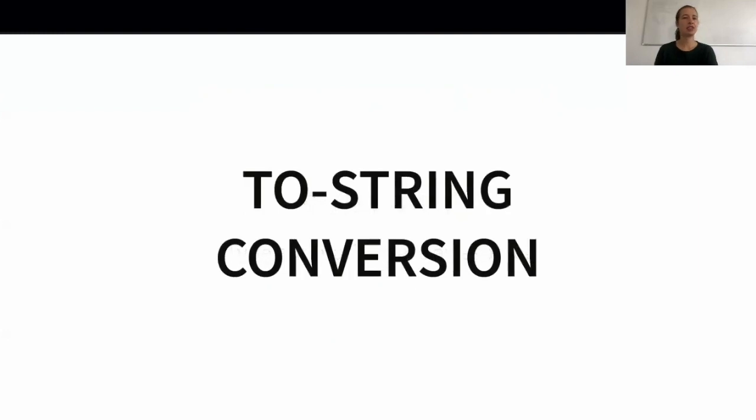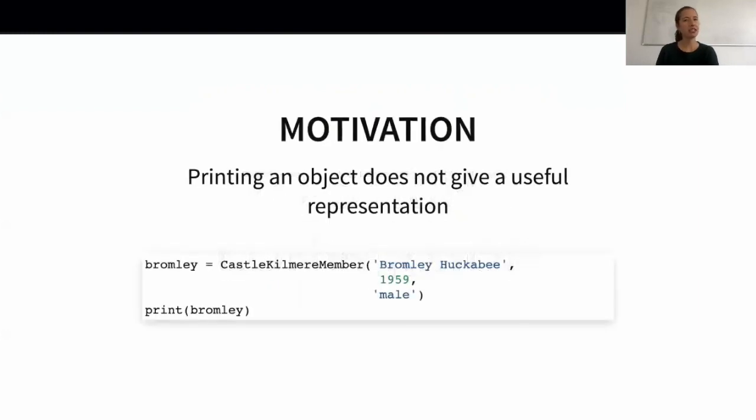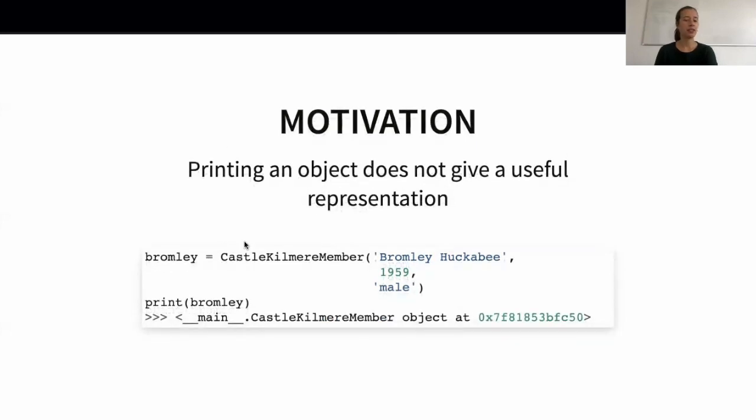Our next section is about how we can convert objects to strings. Right now, our Castle Kilmere members cannot be printed nicely. For example, let's take a look at how the instance of Bromley, Castle Kilmere's loyal caretaker, looks when printed. This is not very useful. We only see the name of the class and a number which represents the memory address of the instance. It would be much better to have a nice representation which gives the name of the instance and maybe some other useful information.